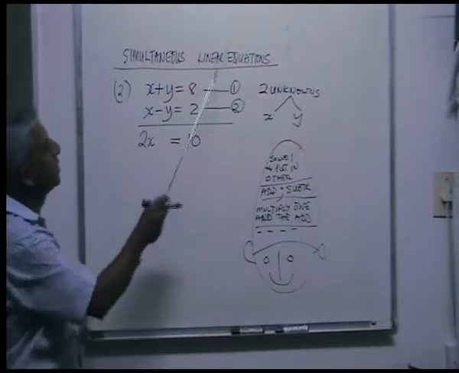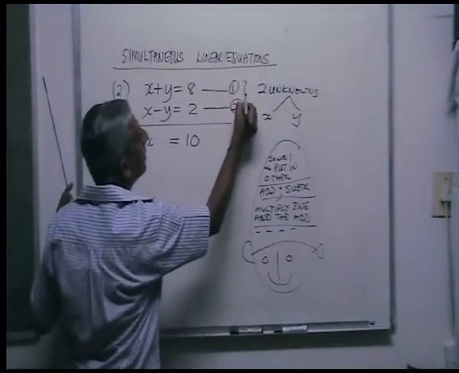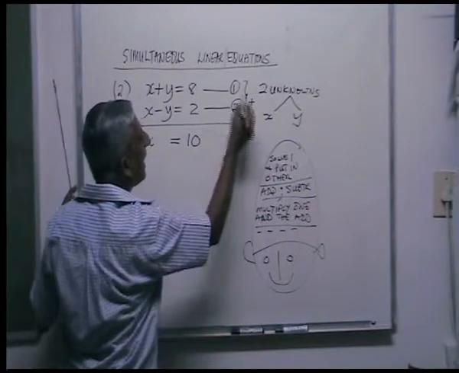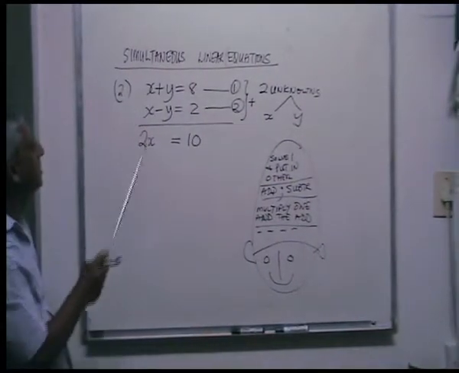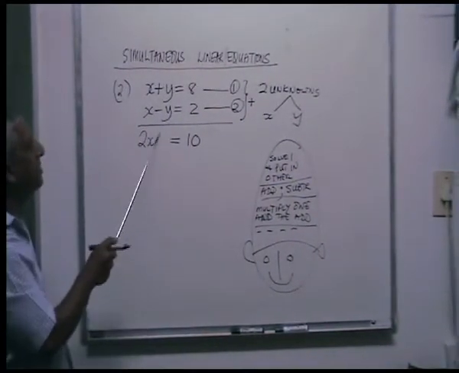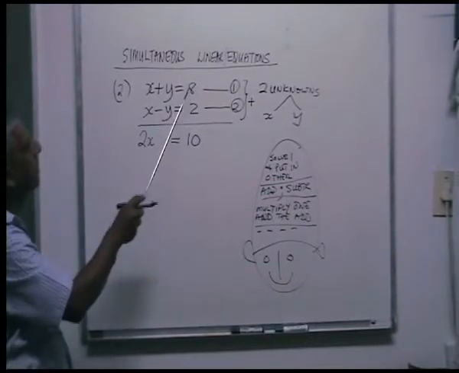So remember what I'm doing to these two? I am adding them up. So x plus x, 2x. When I add that, I get 0. I won't waste my time writing 0 here.